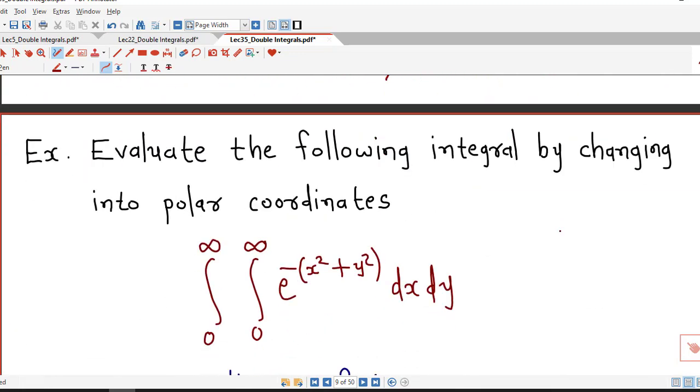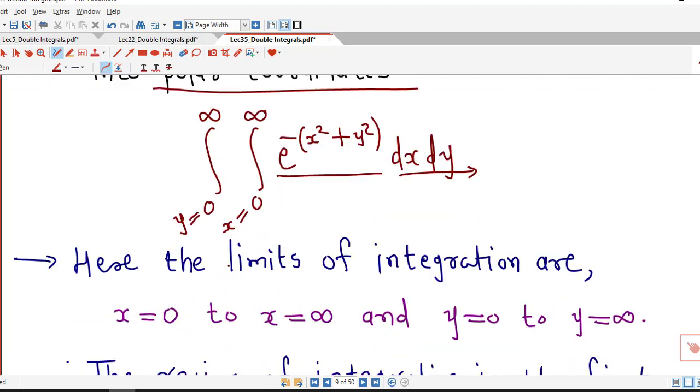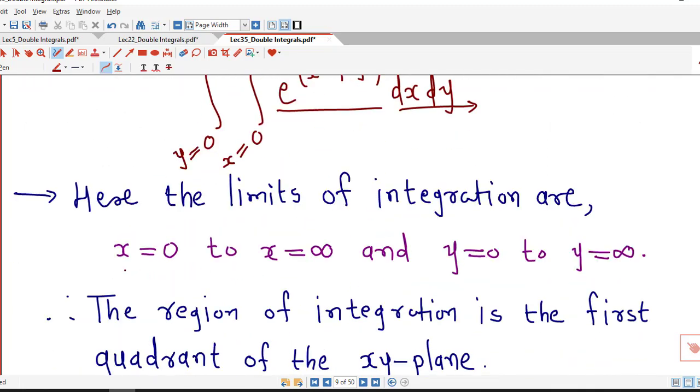Okay, fine. So we consider one more example. Evaluate the following integral by changing into polar coordinates. Here the function is e raised to minus of x square plus y square, and the order of integration is dx dy. So these are the limits of x and these are the limits of y. So first we have written the limits of integration. Both the variables have the same limits. X is from 0 to infinity, y is from 0 to infinity.